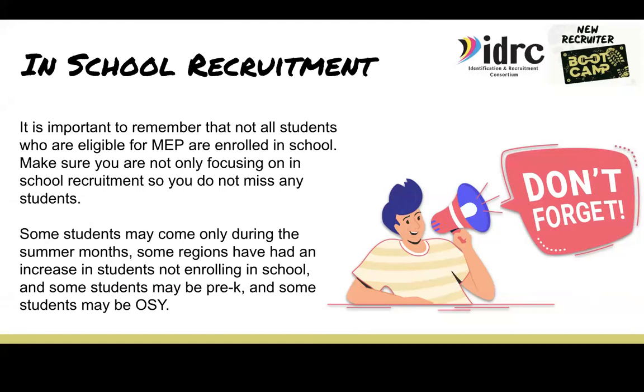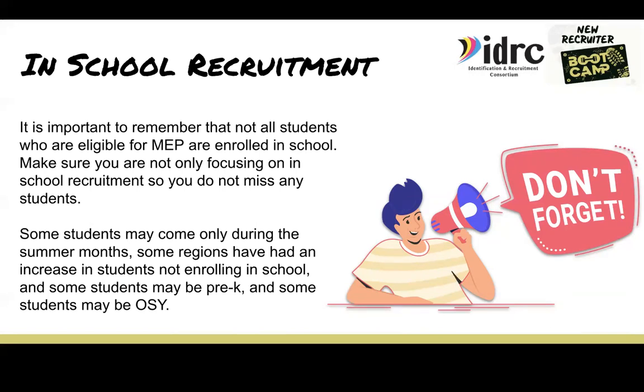But the problem is if you do that, you could miss out on a lot of students who aren't there in the schools. You may have some students that are coming to your area that are there only during the summer months when the harvest season is happening. And after that is done, they leave and go to another area. So they never enrolled in school. You also may have a lot of OSY or pre-K students in your area that could also qualify for the migrant education program. And so this is why balanced recruitment especially is so important.